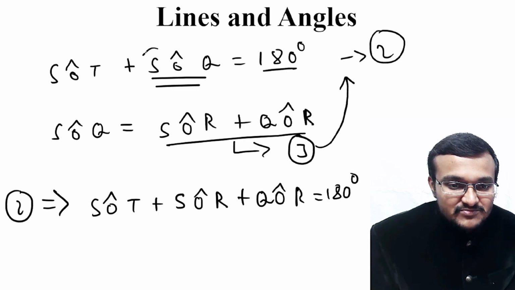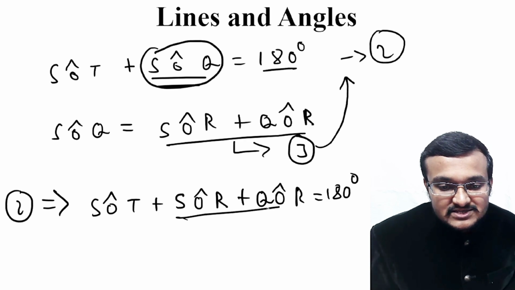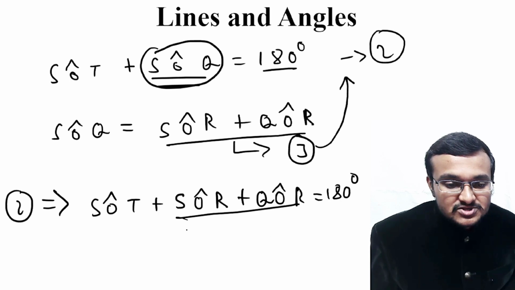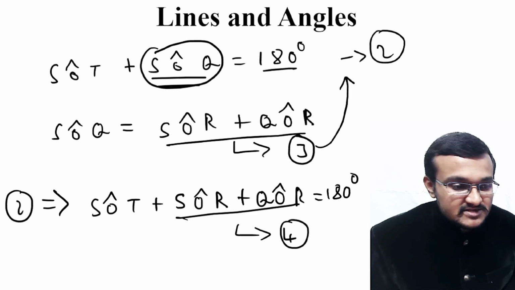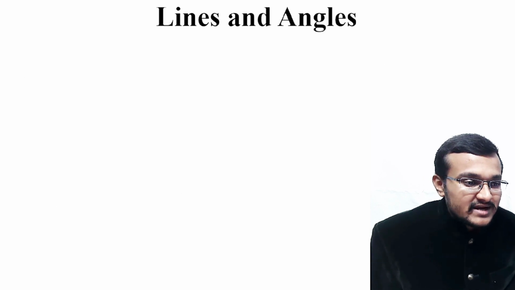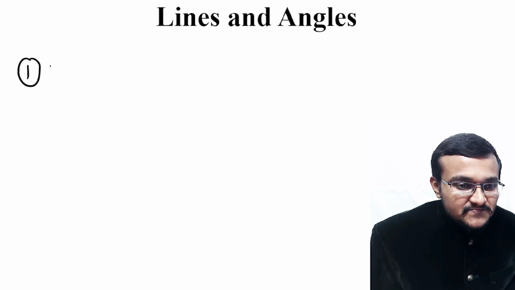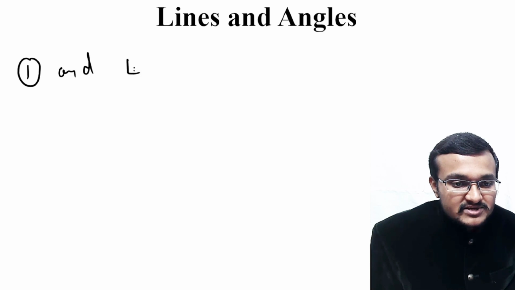So here 180 degrees there. In the place of SOQ I am writing this SOR plus QOR. So this you can consider as one more equation, fourth equation. Now here you can take this first equation and fourth equation.